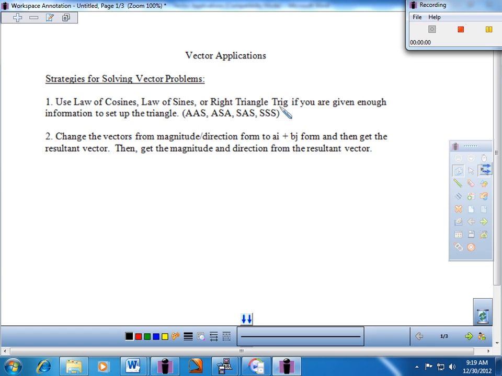So start looking for, if you remember the non-right triangle stuff particularly, AAS, ASA, SAS, and SSS. If you see that stuff form, then you don't have to really deal with the concept of vectors. You can really kind of deal with it as sides of a triangle. So just kind of throwing that out there.